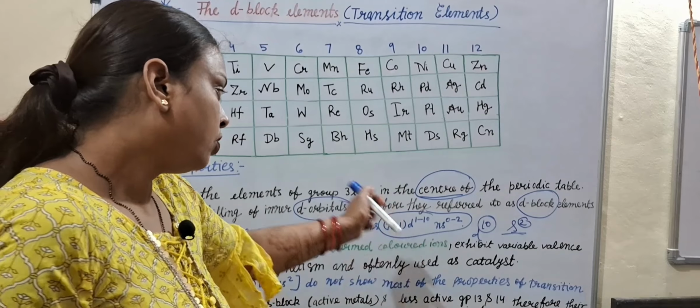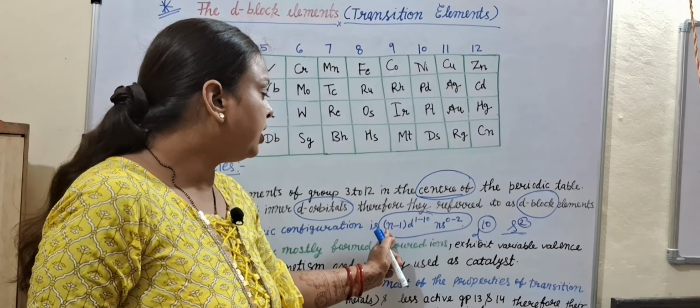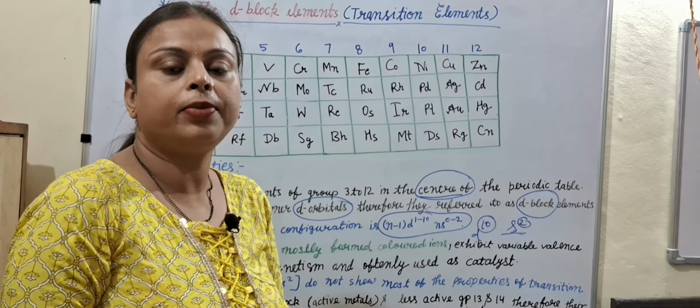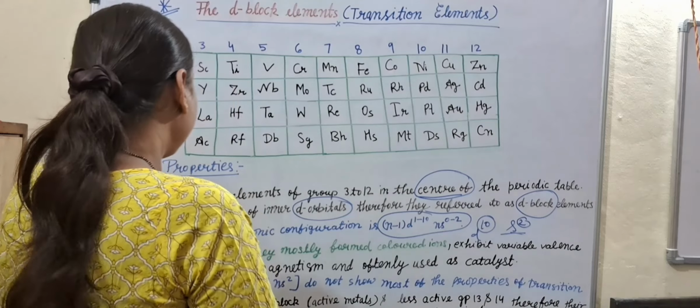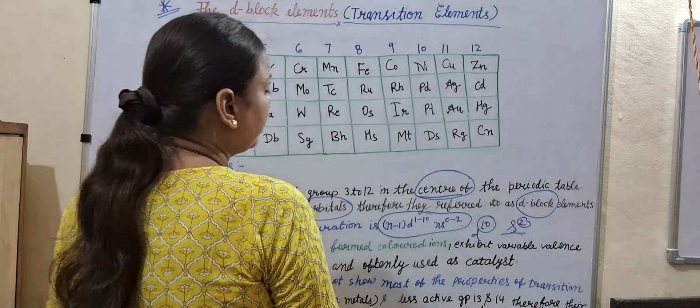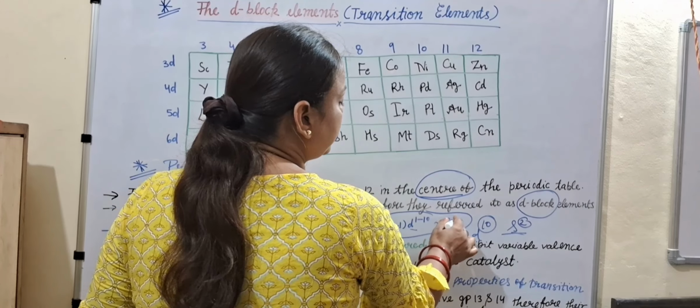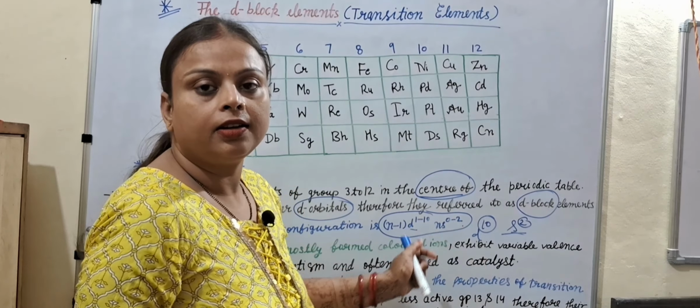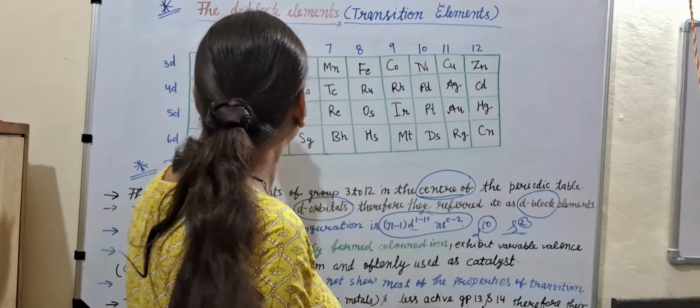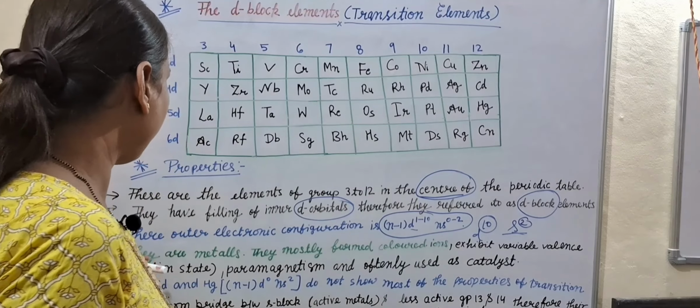Okay, so I will describe these n and quantum numbers in the next classes. So here their outer electronic configuration is (n-1)d1 to 10 ns0 to 2. These are the outermost electronic configuration of D block elements. Now come to the next point.